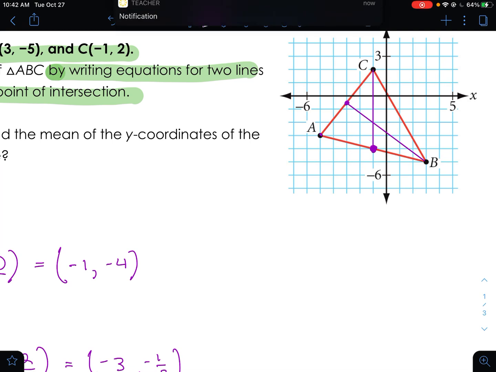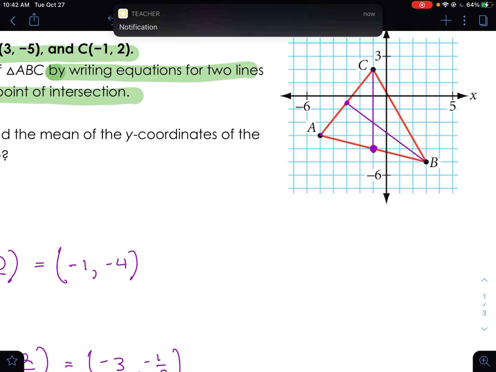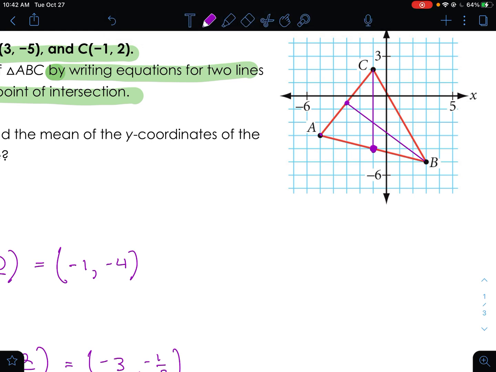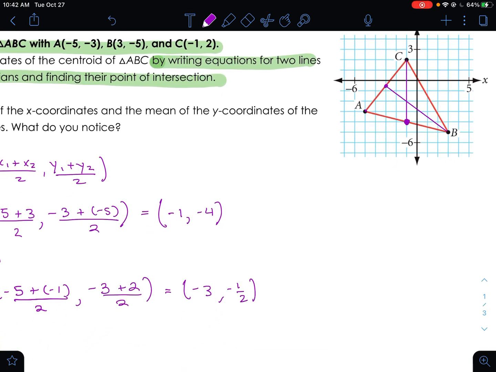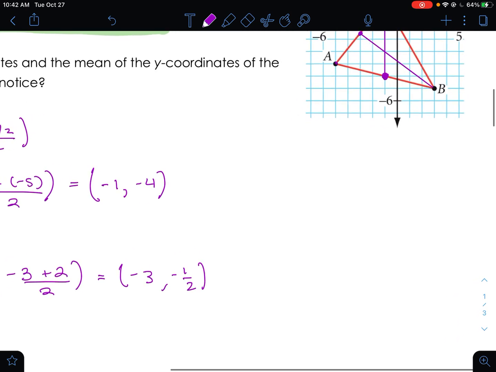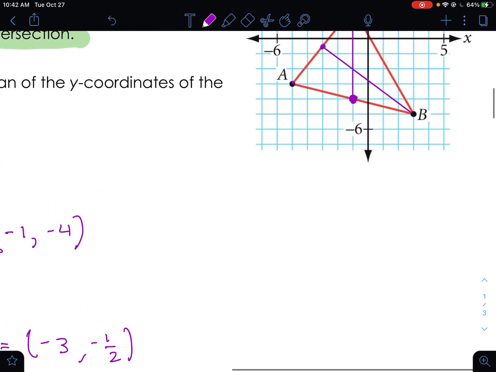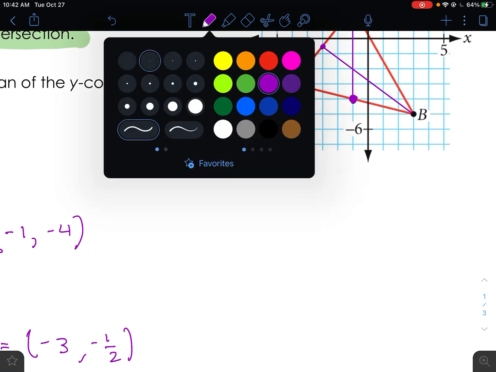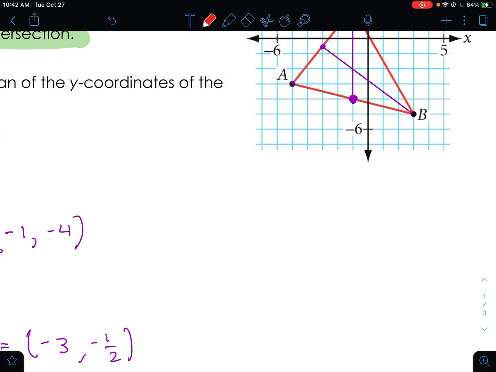Okay? So if we look at that, we have another line here that we need to write an equation for. We can find our slope by looking at some points here. So the slope of this line, we would have to go down 1, 2, 3 over 1, 2, 3, 4.